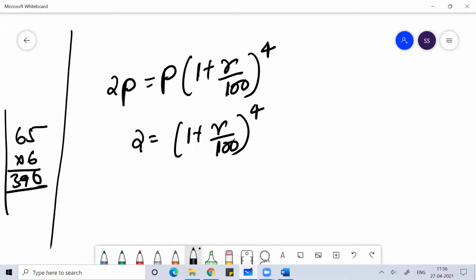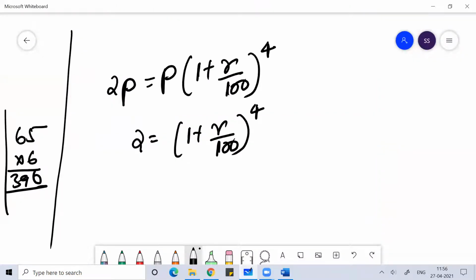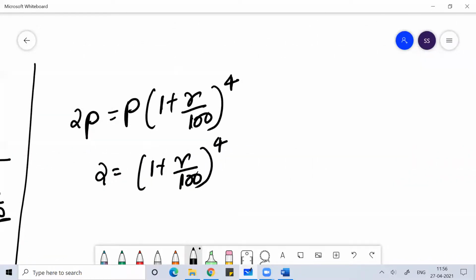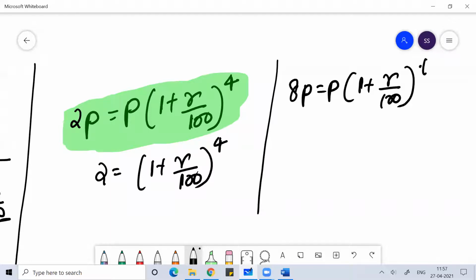In how many years will it amount to 8 times of itself? In how many years does it become 8 times? Very simple, guys. This is the data which is given to you. Whatever money you put in compound interest will get double in 4 years. I want to know in how many years it becomes 8 times.